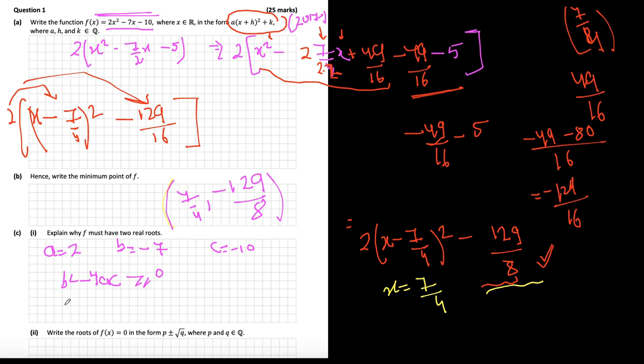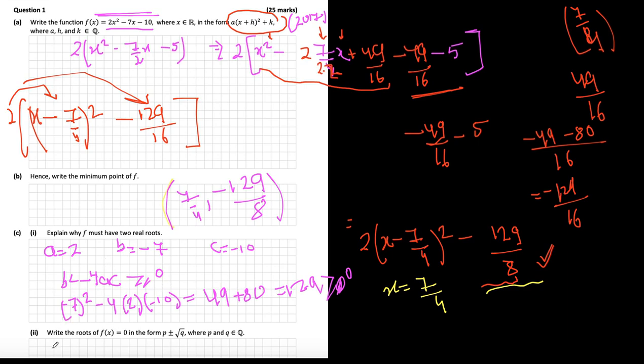So let's check. So b square is your minus 7 square minus 4, a is your 2, and c is your minus 10. If we evaluate this, you will get 49 minus 8 times minus 10 will become plus 80. So you are getting 129, which is always greater than 0. So that's why this quadratic equation or expression will have two real roots.